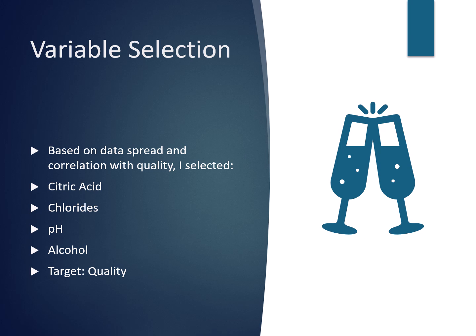Among all features, I selected four key independent variables: citric acid, chlorides, pH, and alcohol. These were chosen based on their range, correlation to the output variable, and relevance in the winemaking process. For example, citric acid adds freshness to wine, while high chlorides could degrade quality, and alcohol is directly linked to perceived strength and taste.